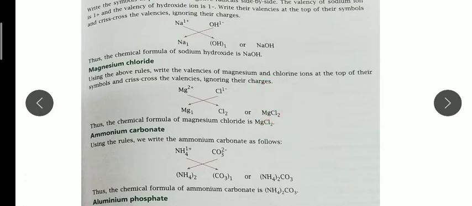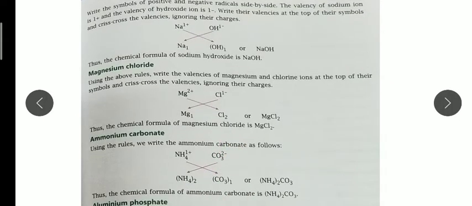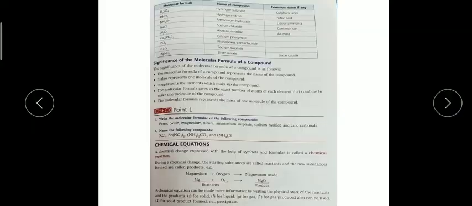Same with ammonium carbonate. Children, you should remember the radicals, all the table I told you. Carbonate CO3 has valency 2 and NH4 ammonium radical has valency 1. When we crisscross, the 1 valency will go to the carbonate and the carbonate's 2 valency will go to the ammonium. Because NH4 is a group, we write it in a bracket. So the formula will become (NH4)2CO3. This will be the formula of ammonium carbonate.